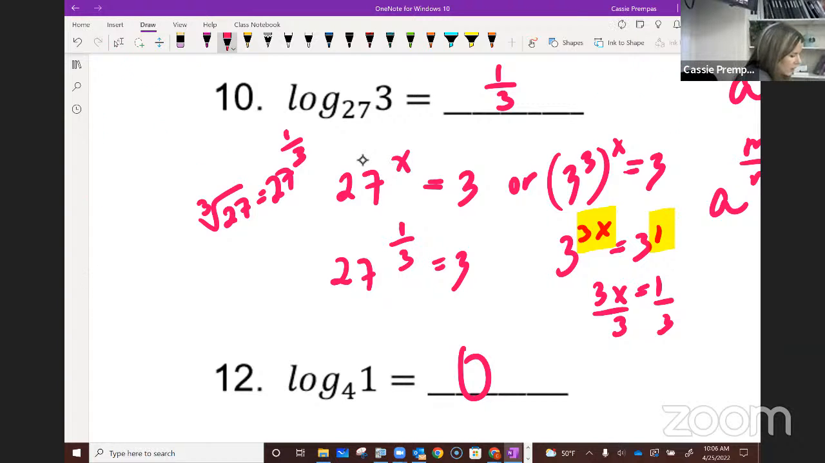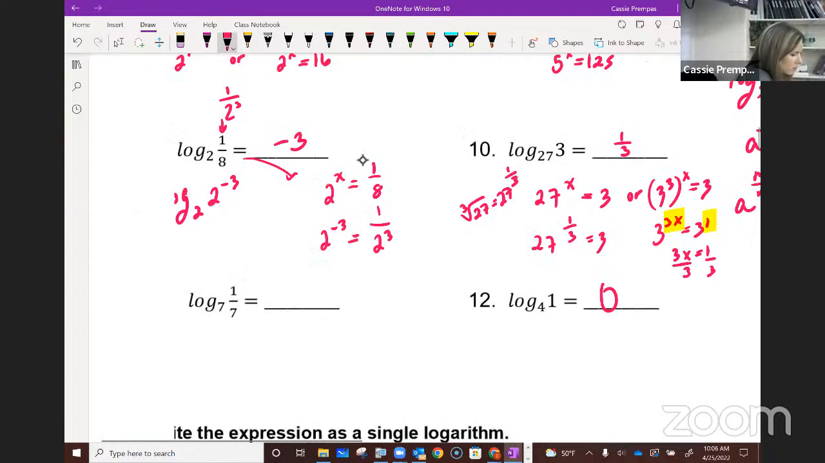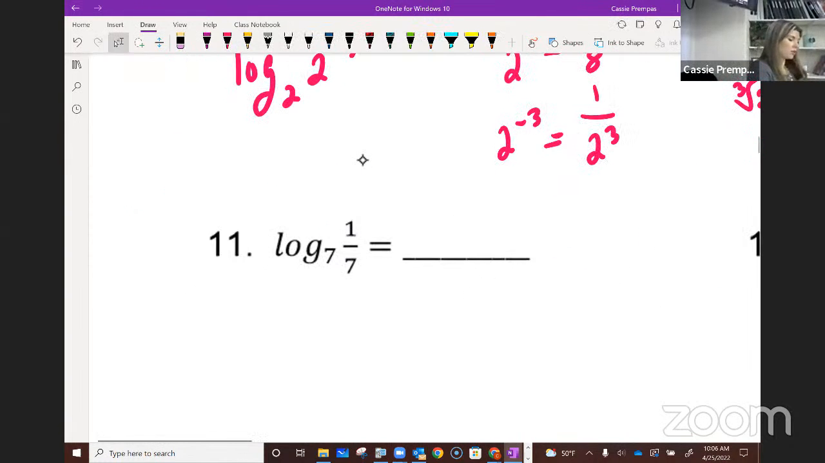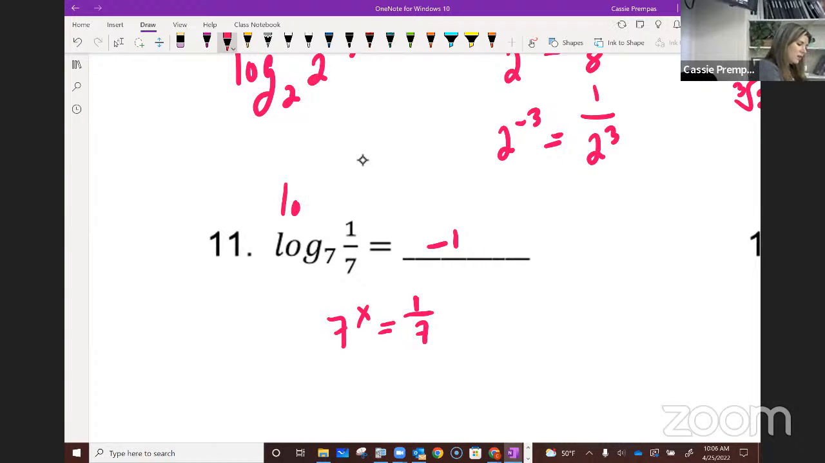All right, number 11. We've actually been doing this in our graphing setup. 7 raised to what power will give you 1/7? Negative 1. And again, you could use the rule that log base 7 of 7 to the negative first gives you negative 1.